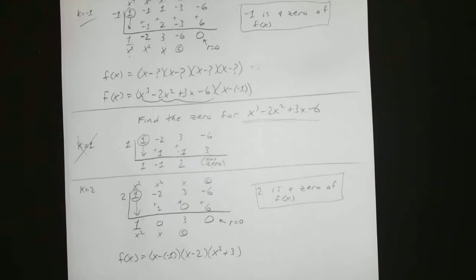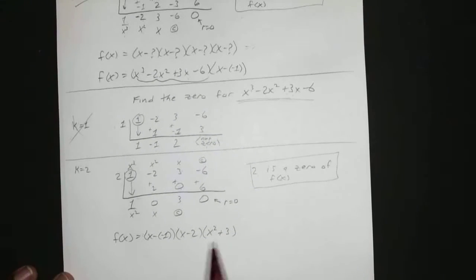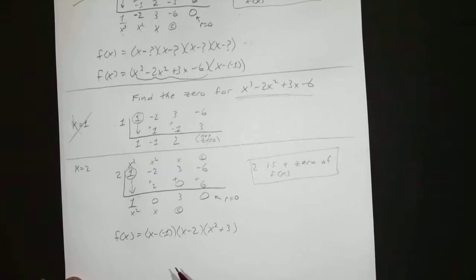Okay, so they ask for the rational zeros. If you solve for -3, you end up with an irrational number. So x equals -1 and x equals 2 are your only rational zeros. Okay, now if you factor this, that's your final answer.